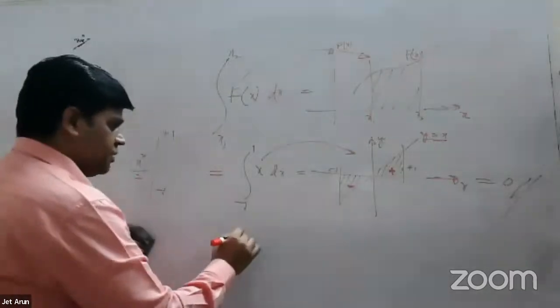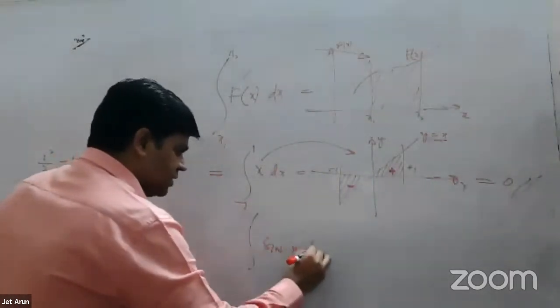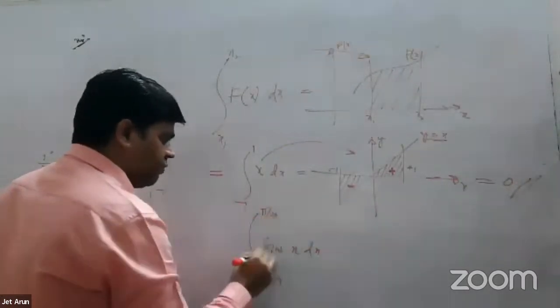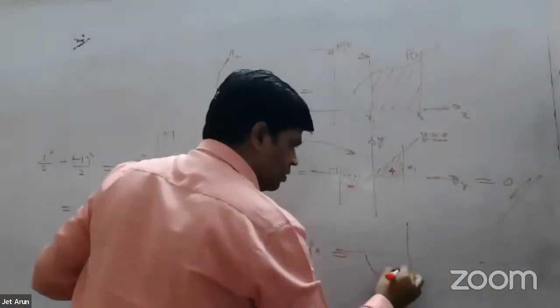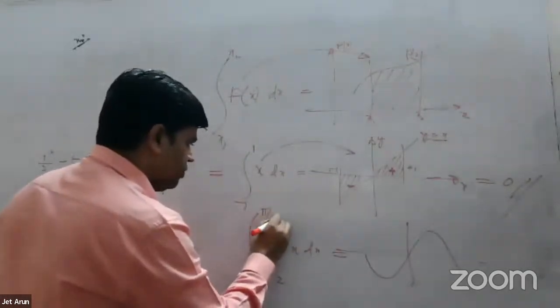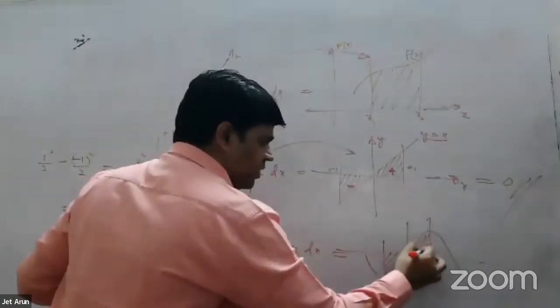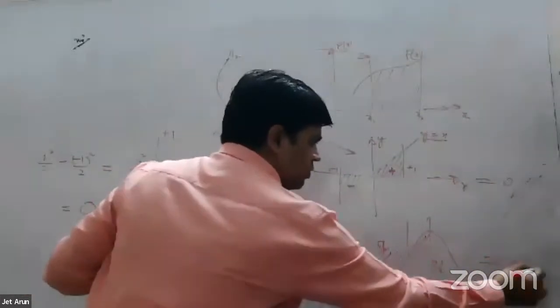Now let us do sin x. With this logic, you tell me the integral of sin x dx from minus pi by 2 to pi by 2 is equal to what? With this logic, this area is equal to this area, from minus pi by 2 to pi by 2. Now my area should be 0.